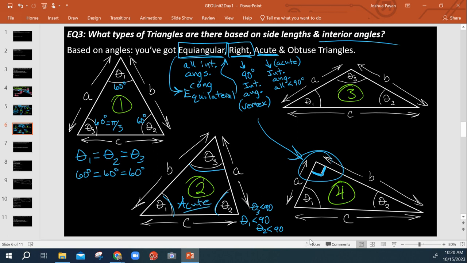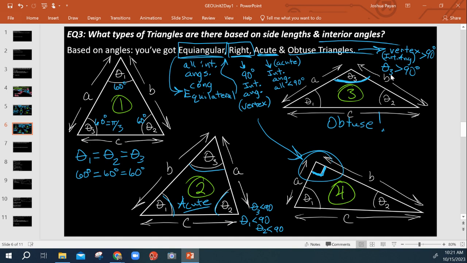Okay, and last but not least, obtuse triangles. They have a vertex or interior angle that is greater than 90 degrees. And we see triangle 3 here, obviously. This theta 3 here is obviously greater than 90. So that means triangle 3 must be obtuse.